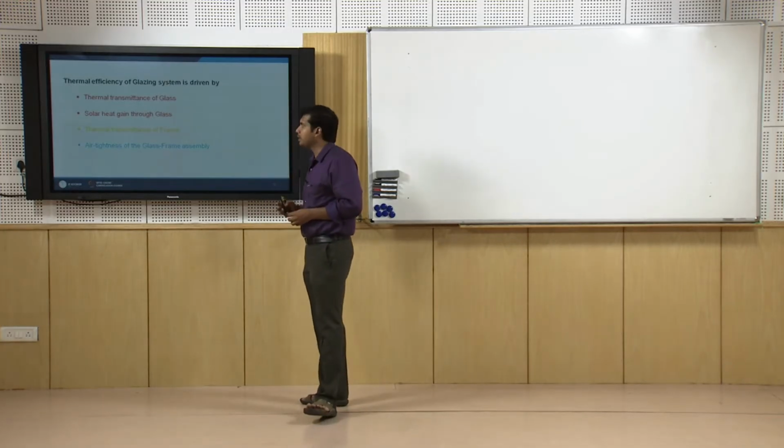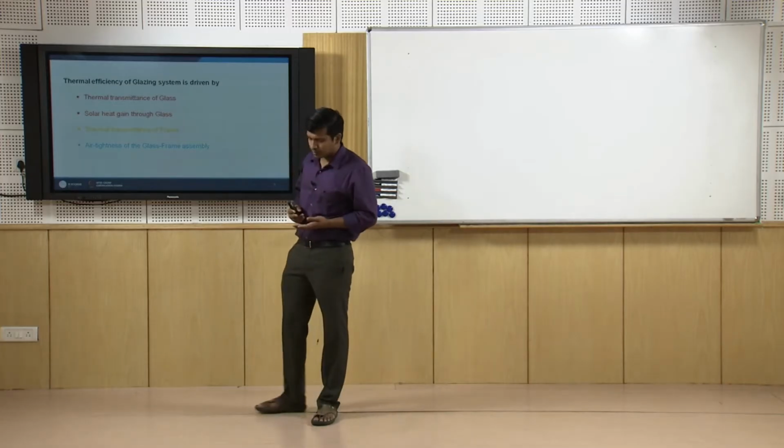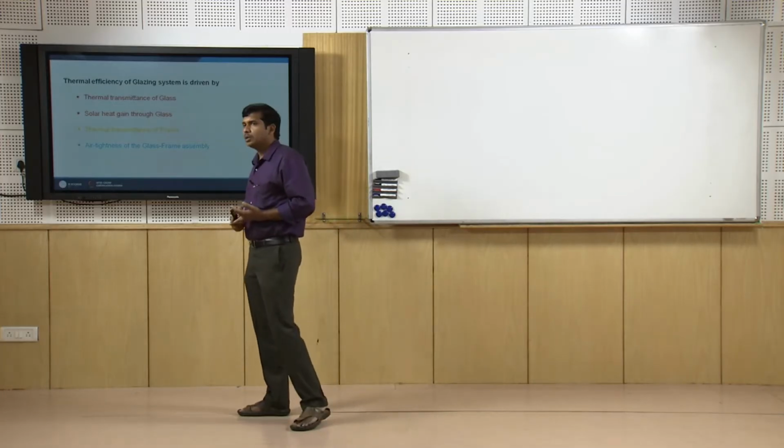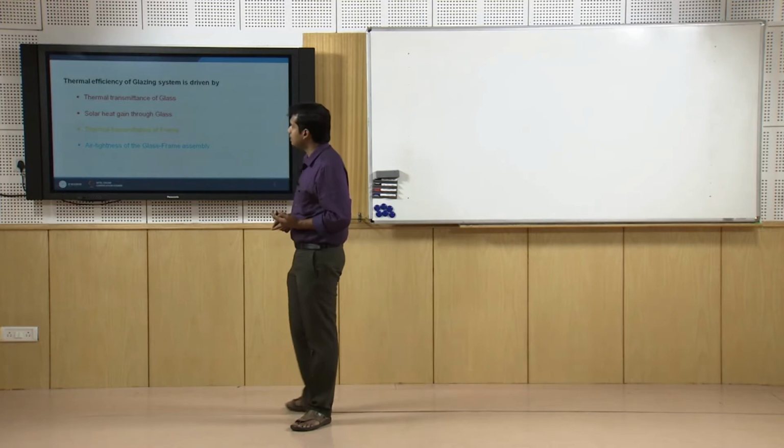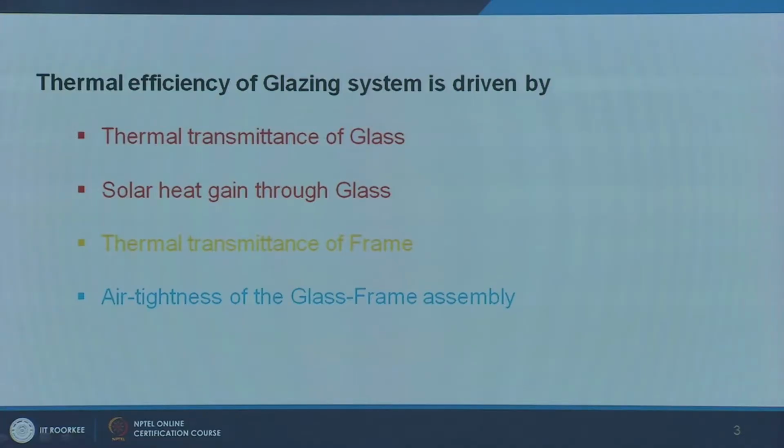So there are four parameters that are very crucial, apart from other things. First is the U value or thermal transmittance of the glass, second is the solar heat gain through the glass, third is the thermal transmittance of the frame, and the last is the air tightness of the glass frame assembly.